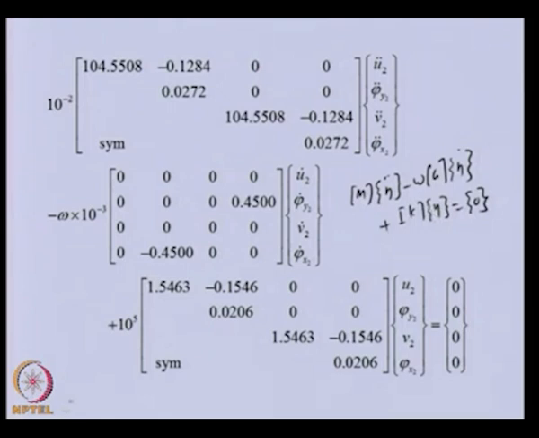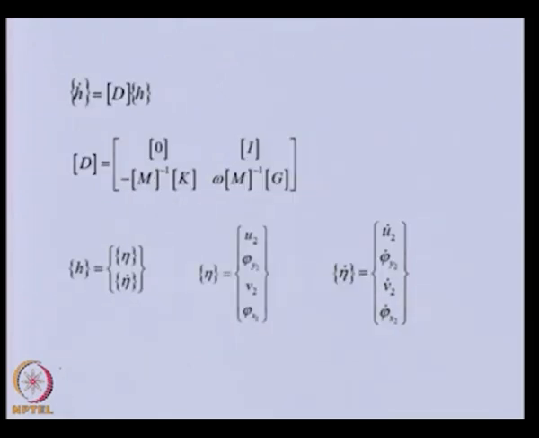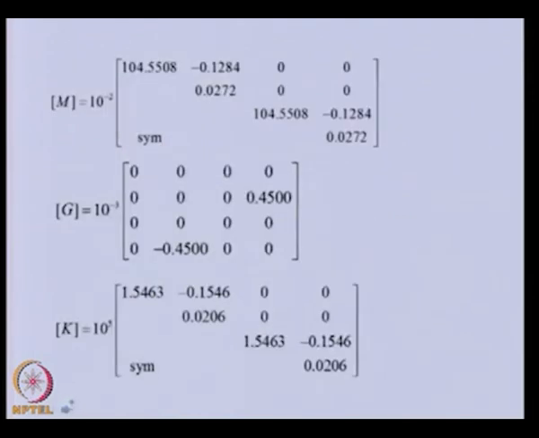Now, if we want the state space form of this, we can write like this, where D is this matrix. So, we need to multiply all these matrices to get the D matrix. Now, you can see the D matrix will be double the size of the K matrix. K matrix is 4 by 4, so D matrix will be 8 by 8, and the state vector variables are given like this, corresponding to node 2 only they are appearing. Now, this mass matrix, gyroscopic matrix, K matrix in the reduced form we earlier wrote. So, this is the same one.